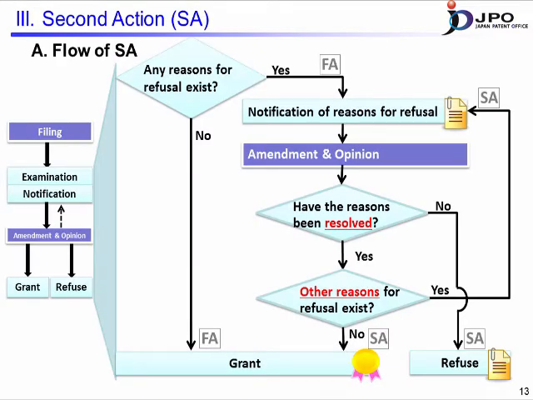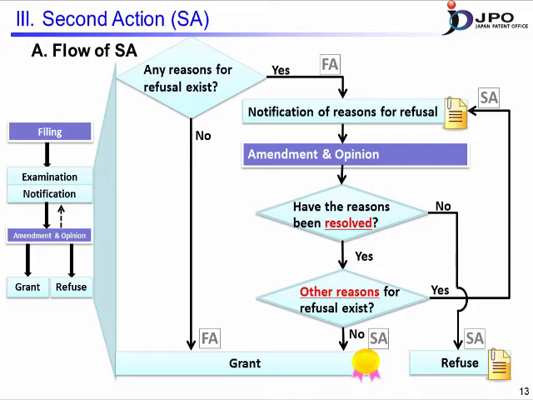This is the flow of the essay. This slide shows not only the essay itself, but also the relationship between the essay and the FA. If the present application doesn't have any reasons for refusal, the application is granted directly. If the present application has reasons for refusal, a patent examiner drafts a notification in this regard and sends it to the applicant as an FA.